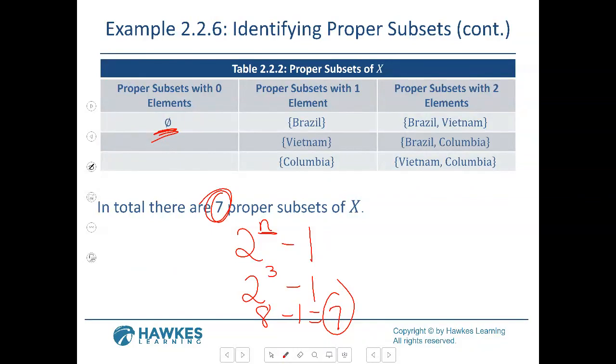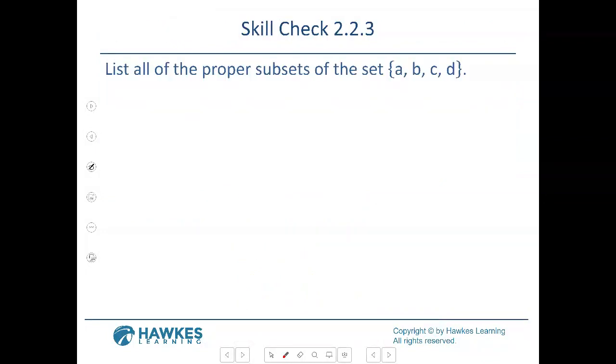So that is the overarching idea, is that 2 to the n means subsets, and proper subset has the formula 2 to the n minus 1. So if I ask you how many proper sets, if you have A, B, C, and D, you would do the same situation. 2 to the n power minus 1, and you have 4 numbers. So that would give you 8 minus 1, which would be 7.